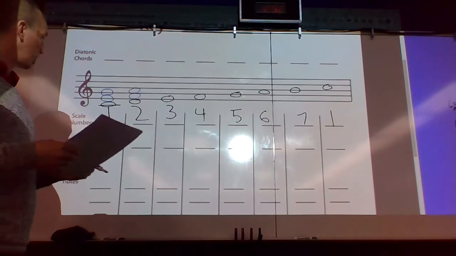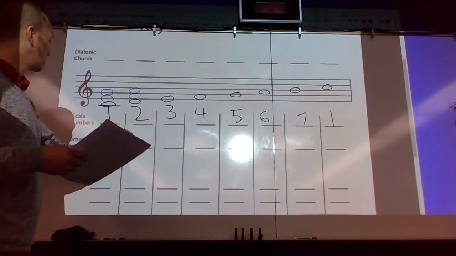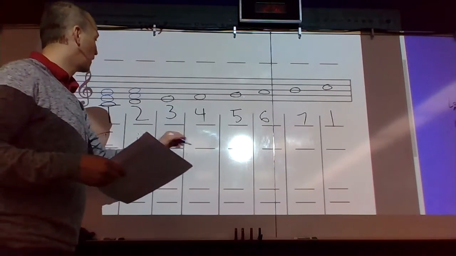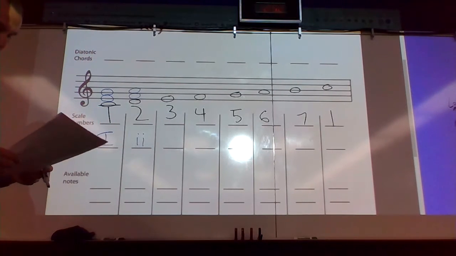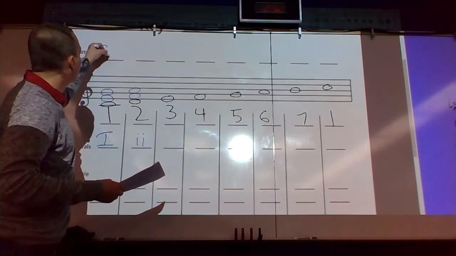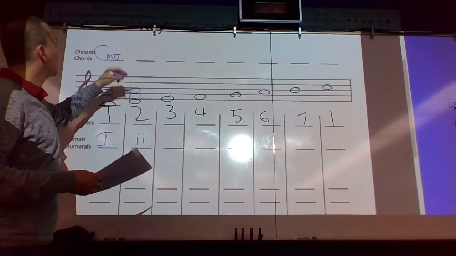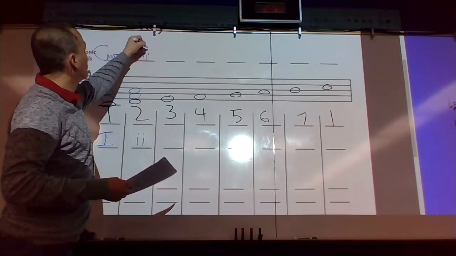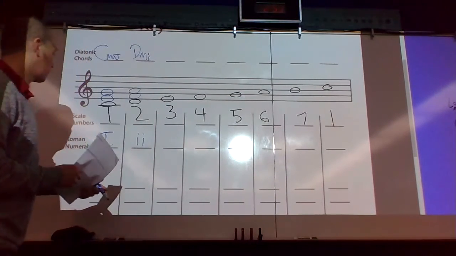Next, we're going to write the Roman numerals in. You know the Roman numerals. Keep going. You already know how to do those. You don't have to spend a ton of time on that. And then the diatonic chords above the staff. So these are the chords that these triads make up. And you have that on your chord sheet.